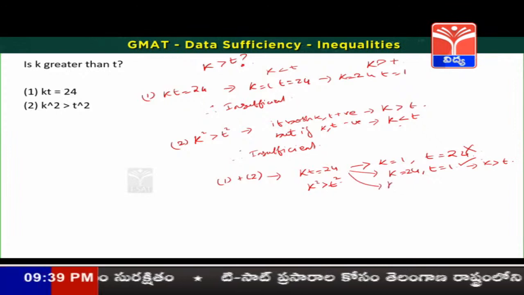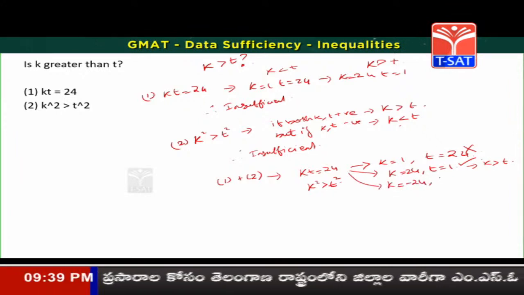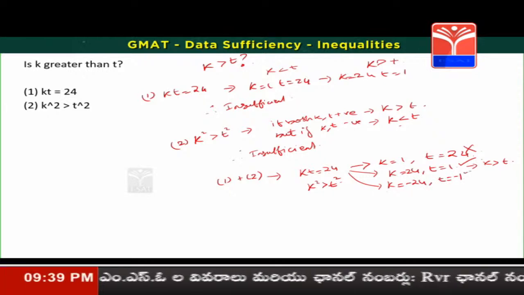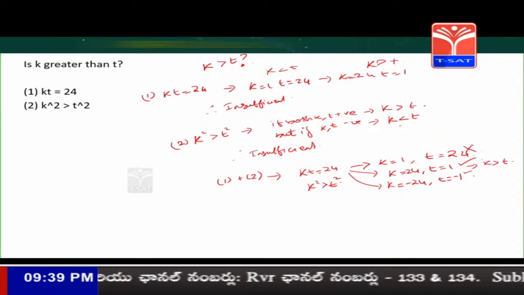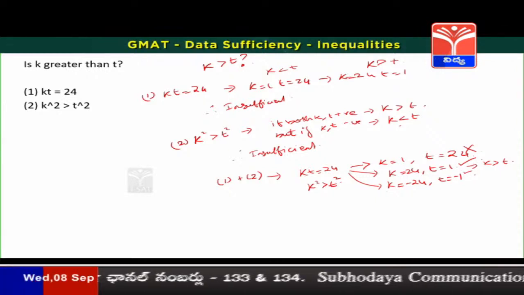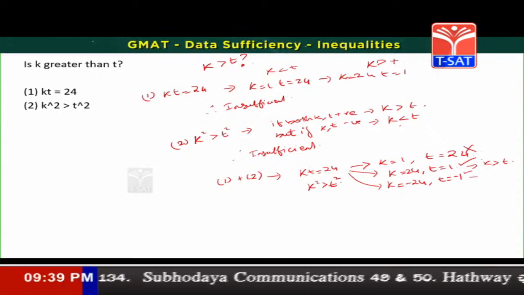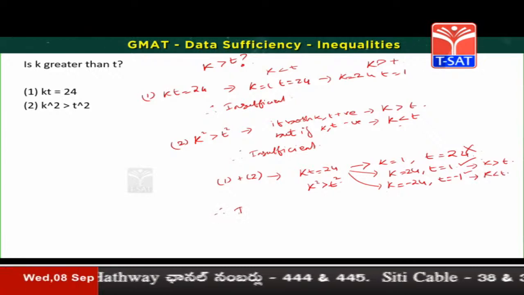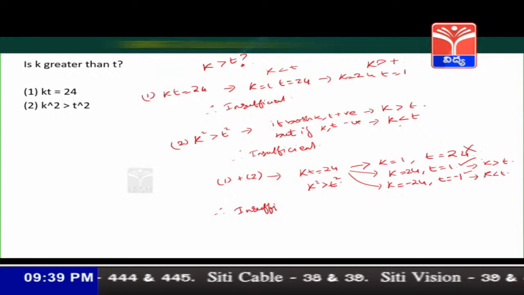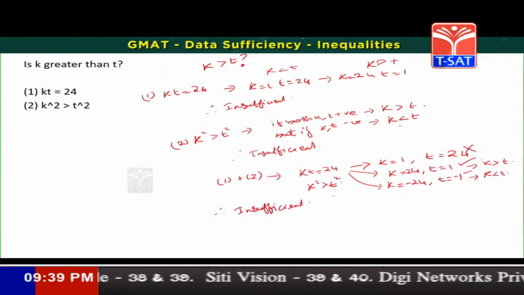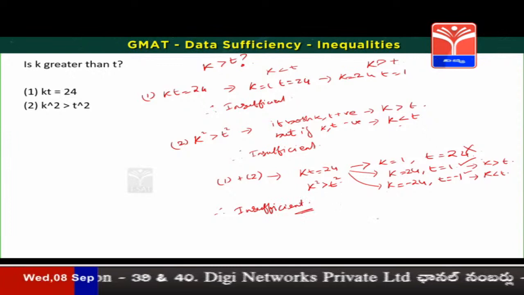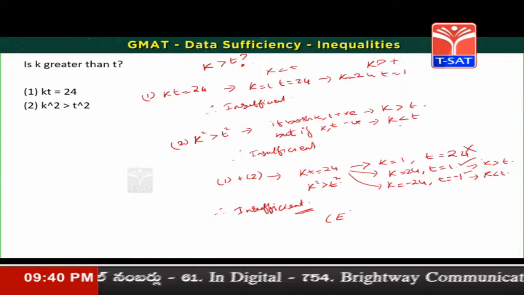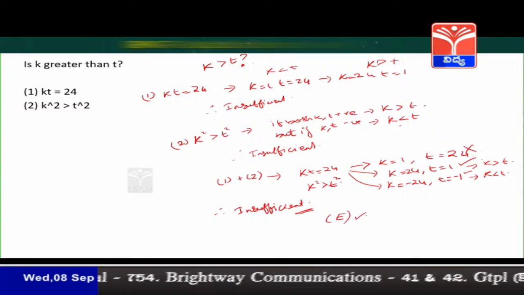But if k is equal to minus 24 and t is equal to minus 1, here again k square is greater than t square, definitely. Minus 24 whole square is the same as 24 square, which is greater than minus 1 square, that is 1 square, but here k is less than t. So, even both together are insufficient. They can go both ways, so they are insufficient to answer whether k is greater than t or less than t. Therefore, the answer option is E, when both together are also not sufficient to answer the question.